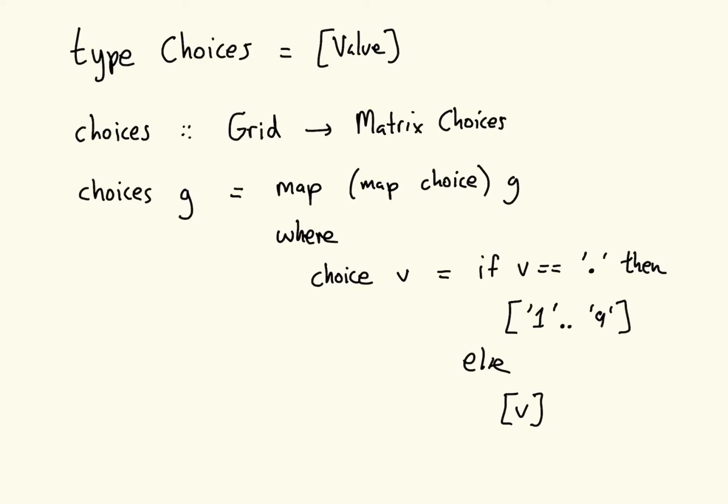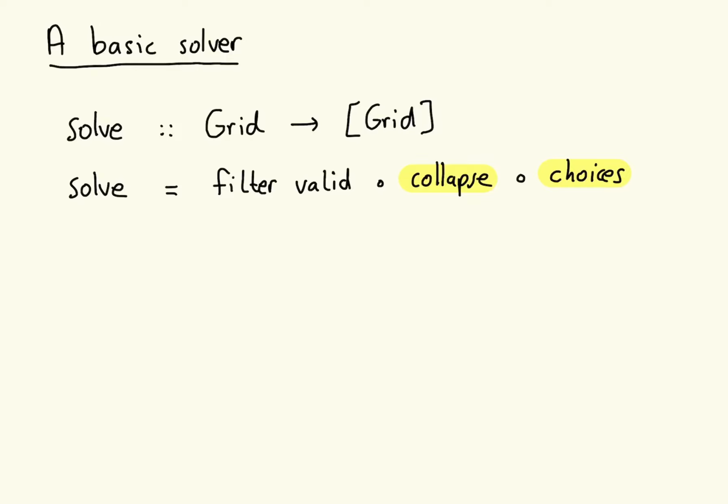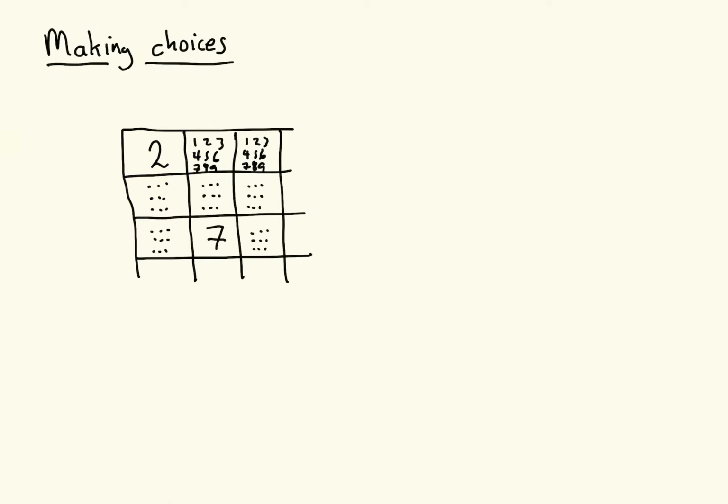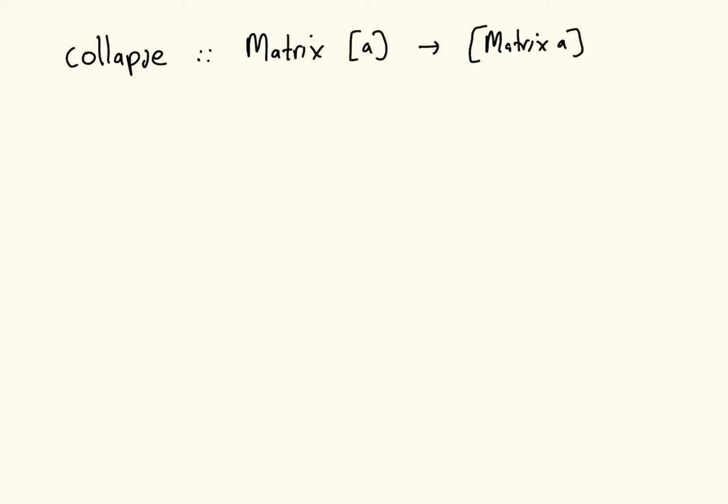The next function we need to define is collapse, which is sitting in the middle here. So what does collapse do? Let's first of all think about the type of collapse. If you work out its type, which you can work out just by looking at the components which surround it, it's going to take a matrix whose elements are lists of choices, and what it's going to give you back is a list of matrices. So it's going to take a matrix of lists and give you back a list of matrices.